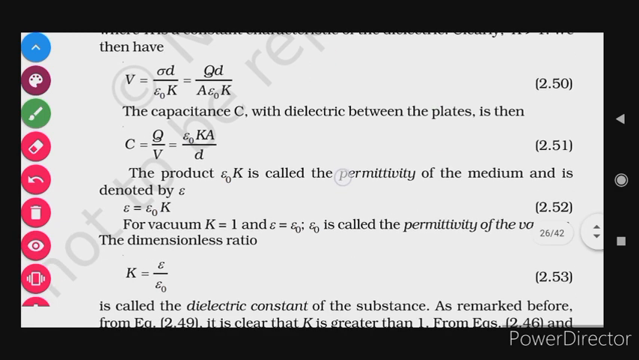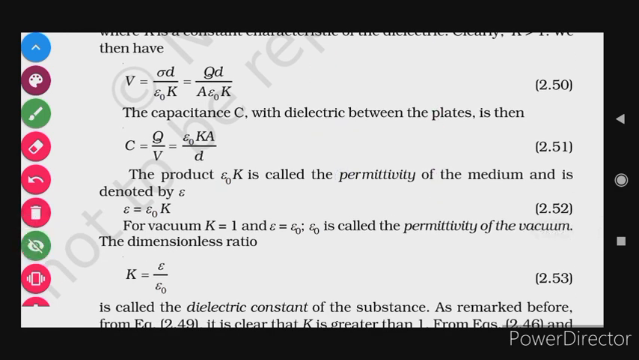Now I can find the capacitance. What is capacitance? It is charge upon potential. I'll put the value of potential from here. So what I get, the potential is Q d upon A epsilon naught k, and again one Q is there because of the formula of capacitance. Q gets cancelled out, the capacitance becomes what? Epsilon naught k capital A by d.